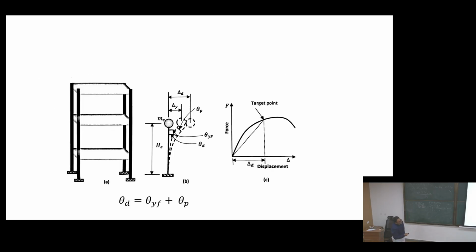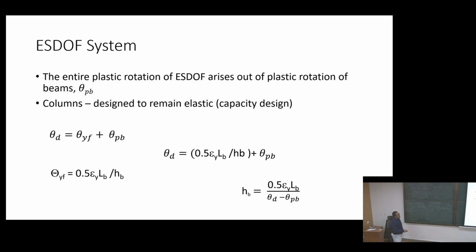So coming back to our SDOF, we got that our design drift is a function of our theta YF plus theta P. And then this theta PB is arising from the plastic rotation of the beam, and that's what our performance target is for the member itself. And as I said yesterday, columns are capacity designed. They're designed to remain elastic. You don't want columns to fail. You want the drift and the failure associated with it to be concentrated in the beams.